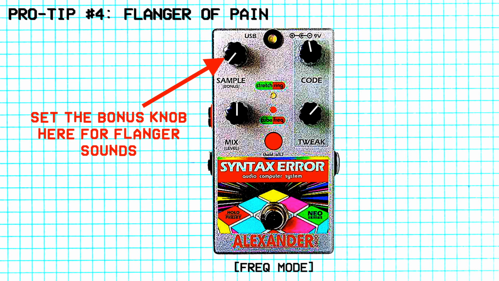For the next pro tip, we're going to use the delay again, but this time we're going to put the delay speed down in flanger territory and turn the syntax error into a flanger. Now, since it's not really intended to be used this way, it ends up having sort of a weird, sickly quality that obviously I love.